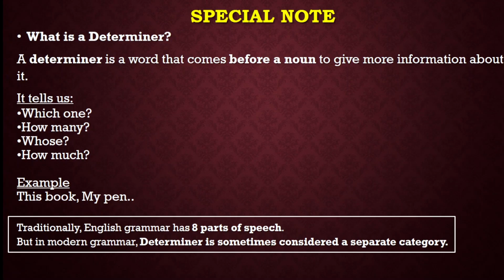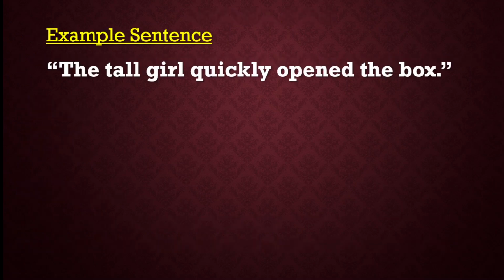Traditionally, in English grammar, we have 8 parts of speech. But as I told you, in modern grammar or in some modern books, determiner is also given as a part of speech. So this is only a small idea about determiner. In the coming classes, in the coming videos, we will discuss about determiner in a detailed way.